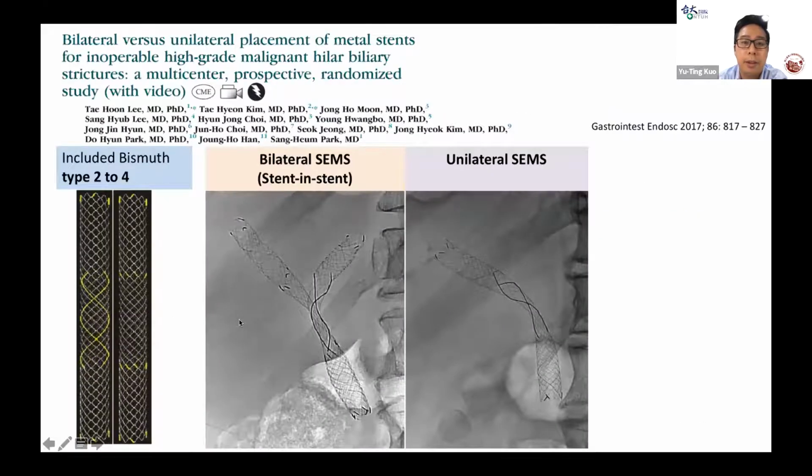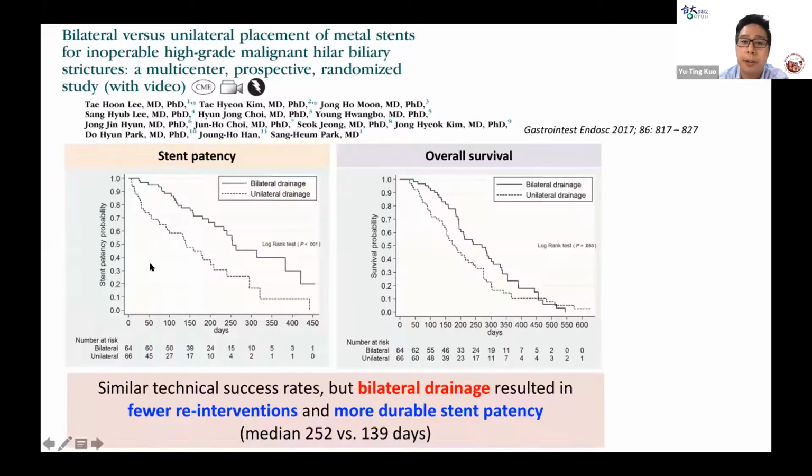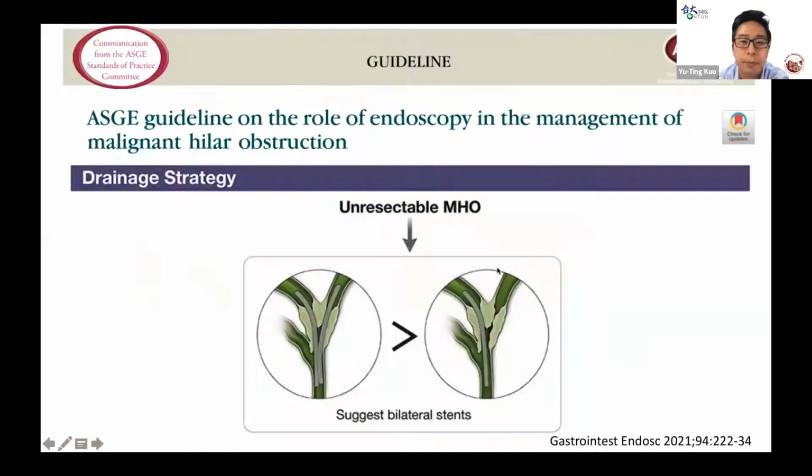In this randomized controlled trial organized by the Koreans, they also found that with bilateral stents using the stent-in-stent method compared to unilateral stent, the stent patency was longer and there was a lower reintervention rate. Also, the overall survival had no significant difference, but the trend was higher compared to unilateral drainage.